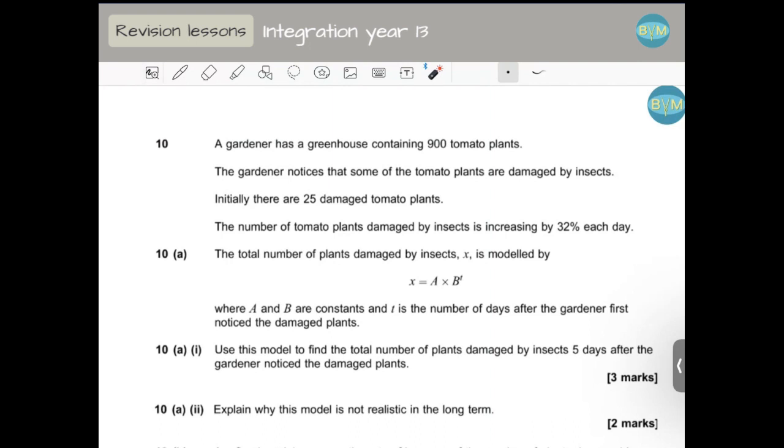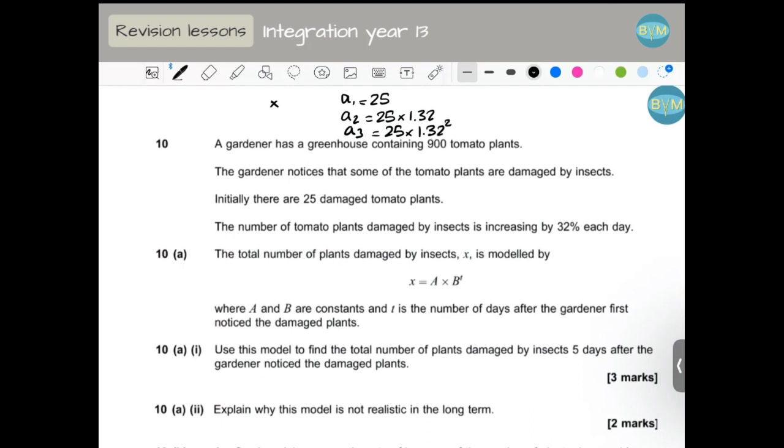So would it be geometric? It's a geometric sequence. It's not super obvious, but if I increase something by 32% every day, I'm really multiplying. The first day I will have, if I have A1, 25 plants, but the second day I will have 25 plants times 1.32, 32% more. And the next day I will have A2 multiplied by 1.32. So this is a geometric sequence.